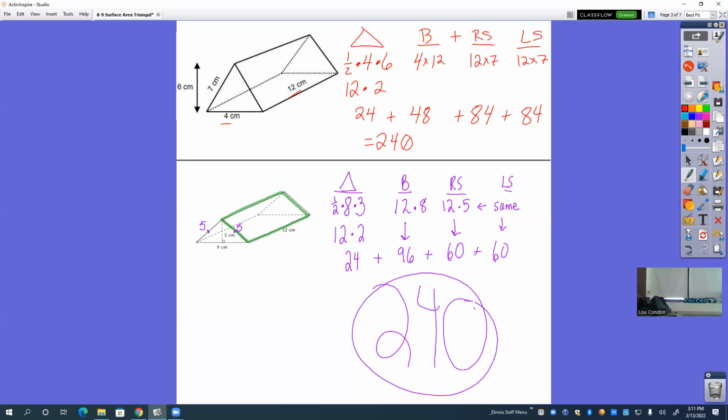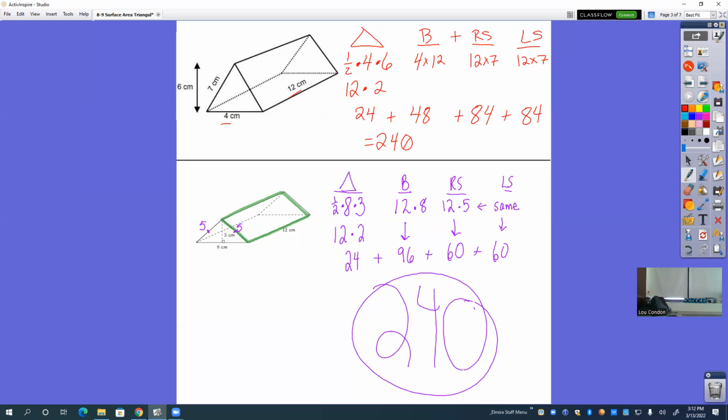So with that being said, here's the next example. 1/2 times 8 times 3 equals 12, times 2, because there's the front and the back triangle, so 24. The base is 8 times 12, which is 96.